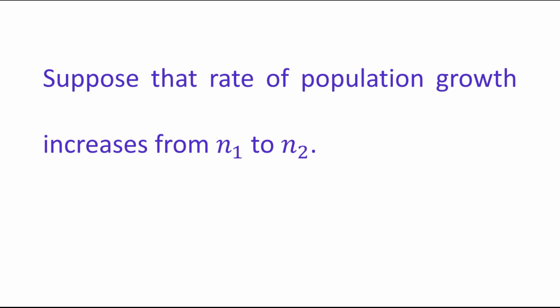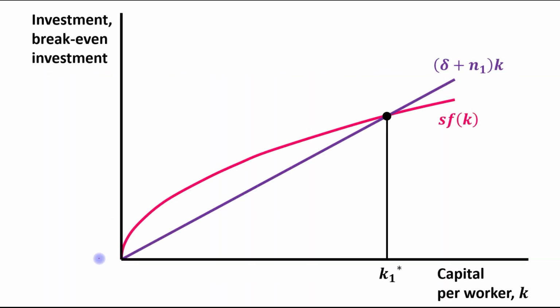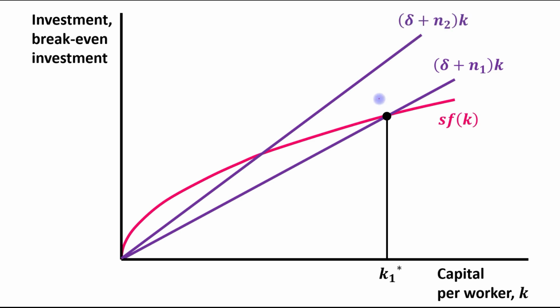Suppose that the rate of population growth increases from N1 to N2. Then what will happen? This break-even investment curve will pivot, as you can see, like this. And we will write (delta plus N2)K, where N2 is greater than N1. Clear? This will be the new steady state, this point.